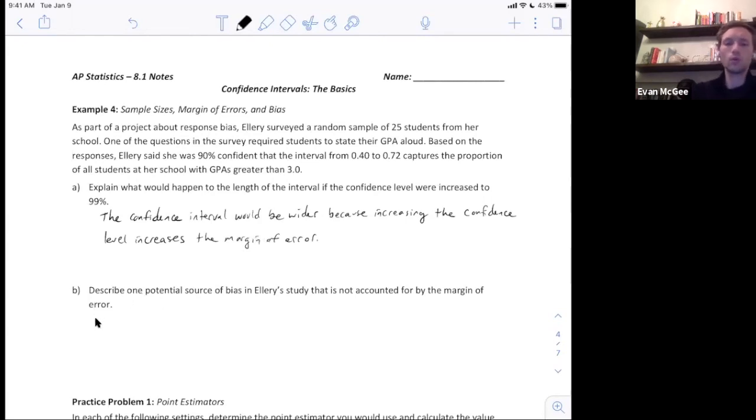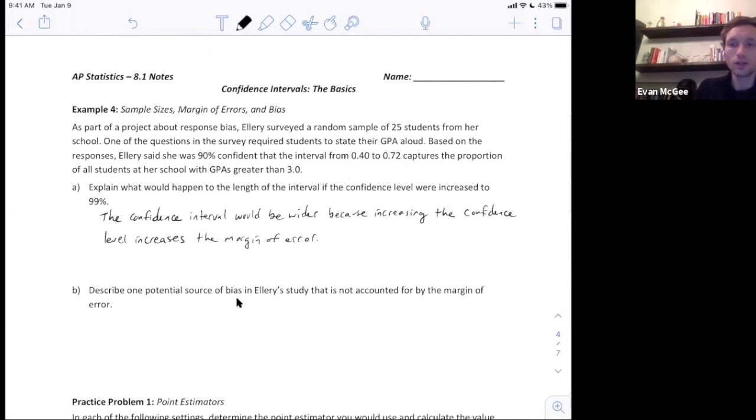Last question, describe one potential source of bias in Ellery's study that is not accounted for by the margin of error. So in this case, the margin of error doesn't account for the fact that many students might lie about their GPAs when they're having to respond without anonymity. So the proportion of students with GPAs greater than 3.0 might be less than what she said, where she said she's 90% confident it's from 40% to 72%.